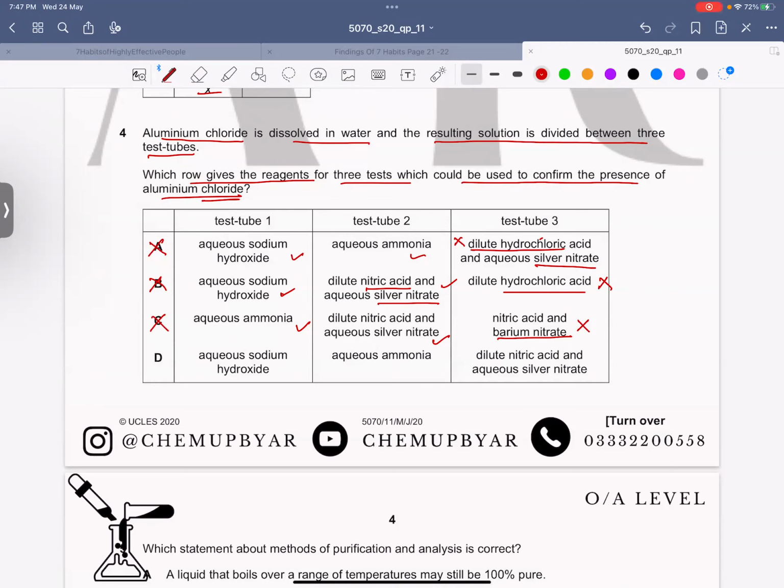These tests are only provided in paper 4 or your alternative to practical, but not provided in paper 1 or paper 2. So you have to remember these tests for paper 1 and paper 2. So these are the tests for ions, the test for cations and anions.